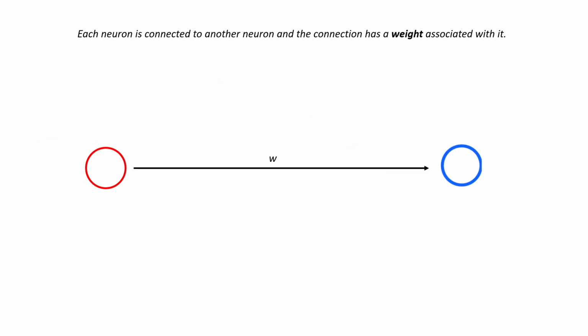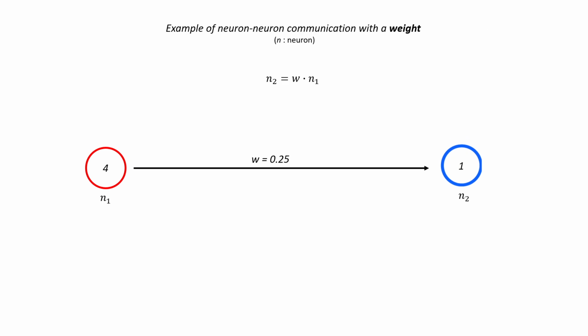Each neuron is connected to another neuron, and the connection between the two has a weight associated with it. Each neuron has a numerical value associated with it. In this example, the first neuron, the red one labeled N1, has a value of 4. This neuron communicates with the next neuron, N2, via a weight. And so the value of the second neuron is simply the weight multiplied by the value of the first neuron. So here we have 4 times 0.25, which would give 1 in the second neuron.